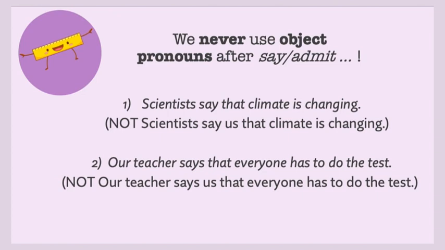Another important thing to remember is that we never use object pronouns after verbs in present simple. So we have to say, scientists say that climate is changing. But we cannot say, scientists say us that climate is changing. Or, our teacher says that everyone has to do the test. But we cannot say, our teacher says us that everyone has to do the test. Dakle, ne možemo koristiti objektsku zamjenicu nakon glagola say ili admit ili nekog sličnog glagola u sadašnjem vremenu.